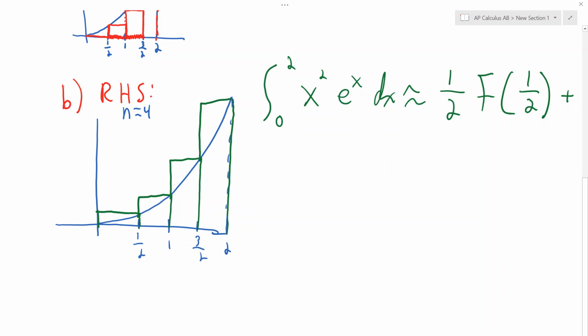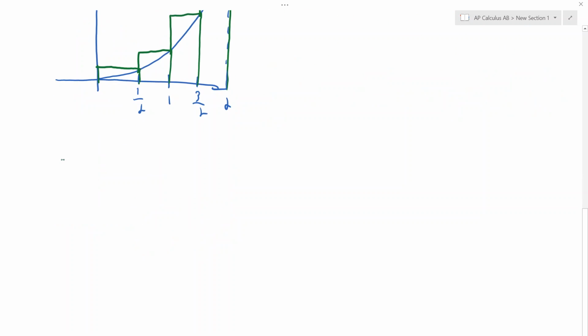They can also ask you to do a midpoint sum. So instead of taking the height at the left side or the right side, you take the height in the middle. So let's draw that out because sometimes kids confuse the midpoint sum a little bit. So let's do a midpoint sum with n equals 4.